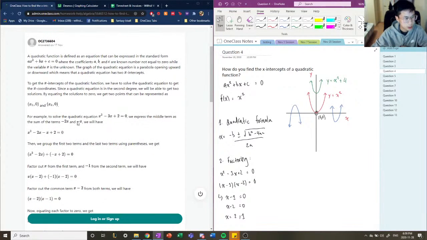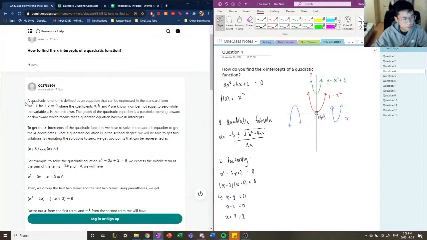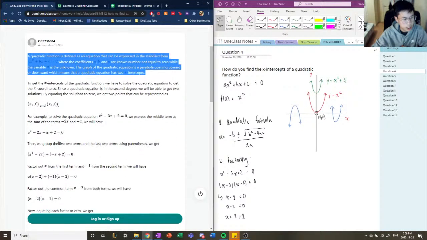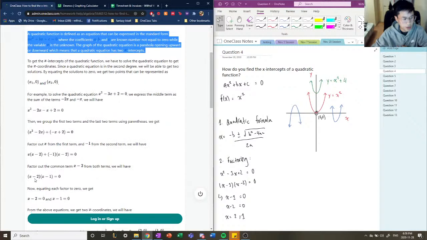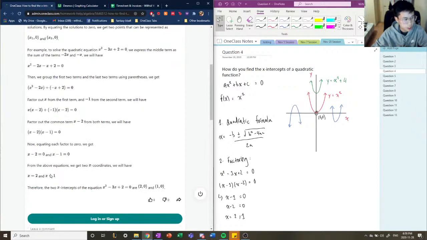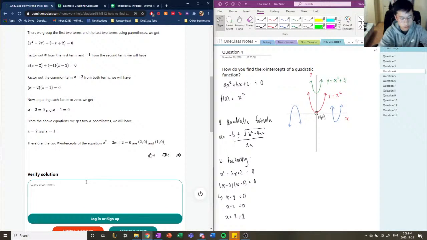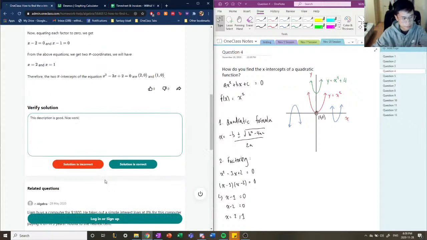Okay. So the junior tutor, they briefly described what an x-intercept is, and then they posted an example for us to use to find the x-intercept. And they actually used some grouping to find our factors instead of actually just factoring it. But they found our x-intercepts, which is (2, 0) and (1, 0). So this description is good. Nice work. Cool.